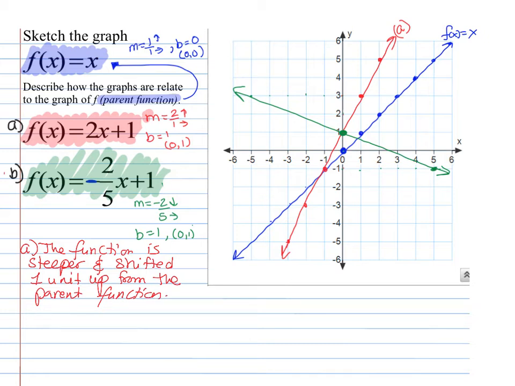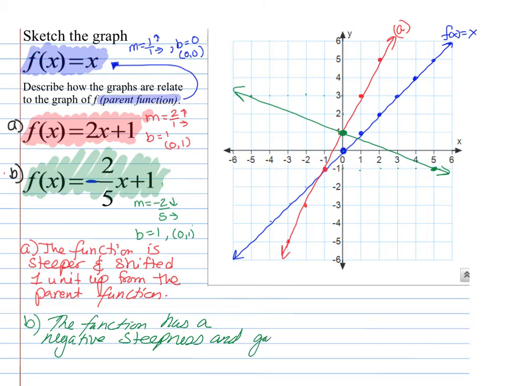If we're looking at B, now we're comparing our blue, which is our parent function, with our green. If you notice, that one has a negative steepness, and it's also been shifted 1 unit up. So for that one, the function has a negative steepness and got shifted 1 unit up.